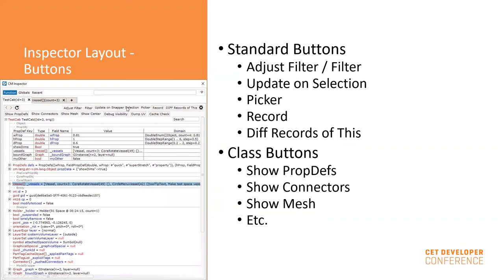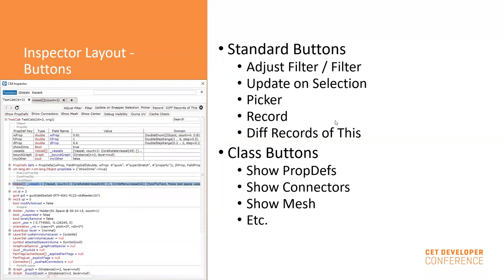We have update on snapper selection, which will always inspect the currently selected object in space. We have a picker, where you can click it and then go out and choose an object to inspect. And then we have record and diff records of this. Record will save the test cab at a certain state if you hit record, and then diff records of this will go into the past. Anytime you hit record on that specific instance, it will show you the difference between all of those records that you have.